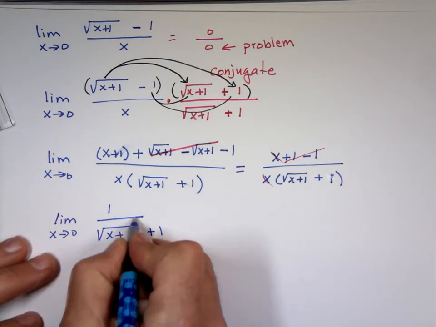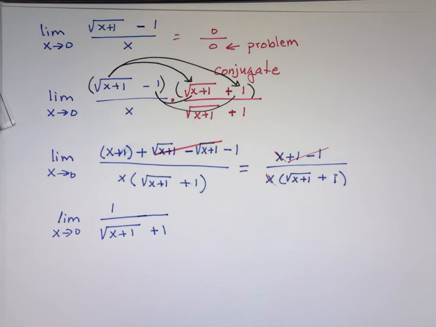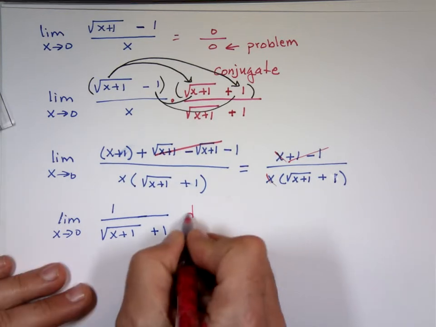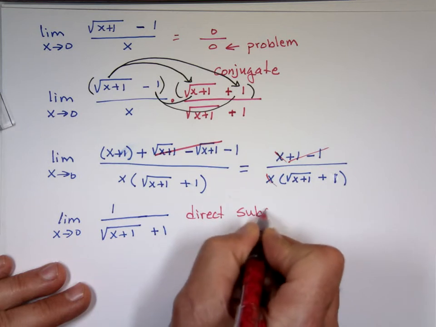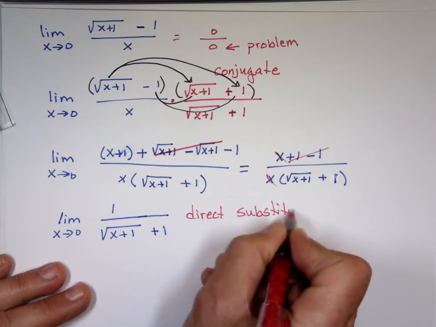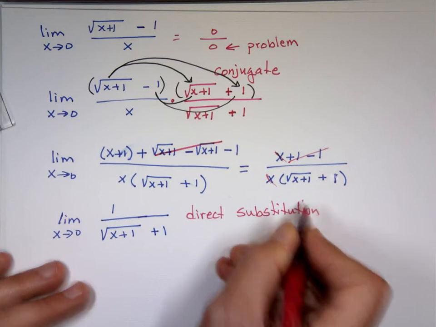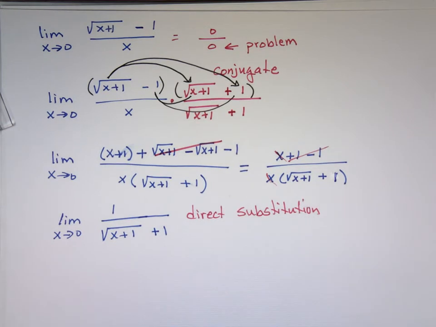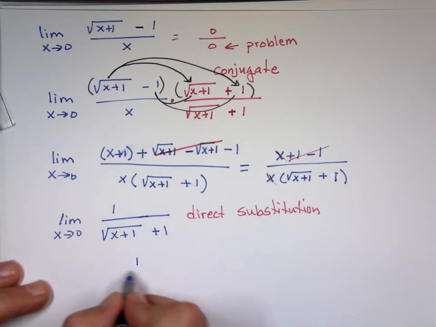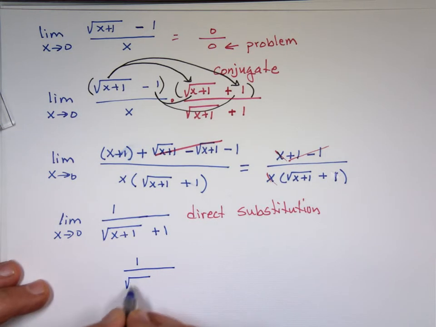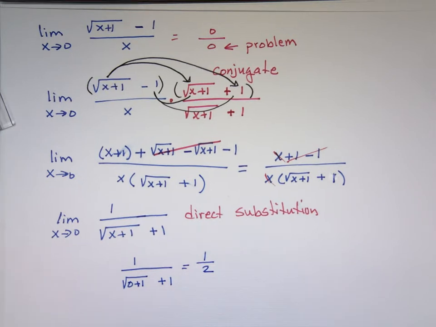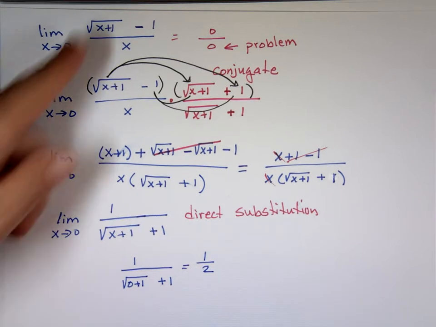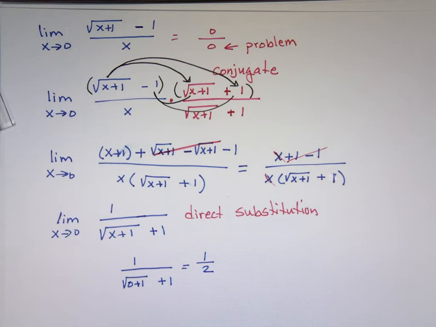Now try direct substitution. What are you going to have? 1 divided by the square root of 0 plus 1, plus 1. 1 over 2. So the limit of that as x approaches 0 is going to be 1/2.